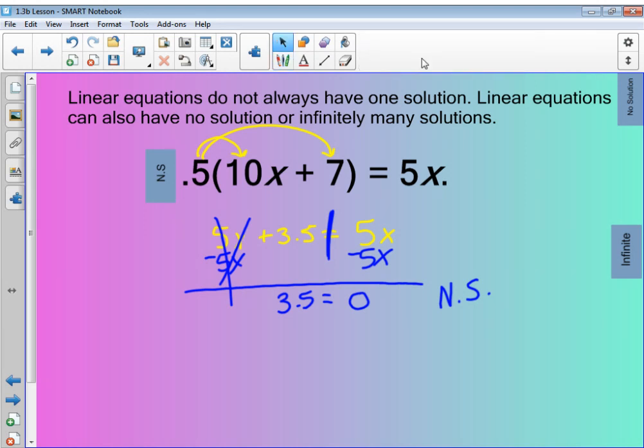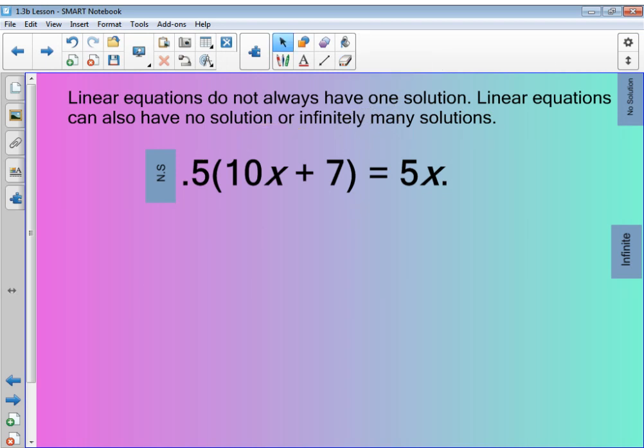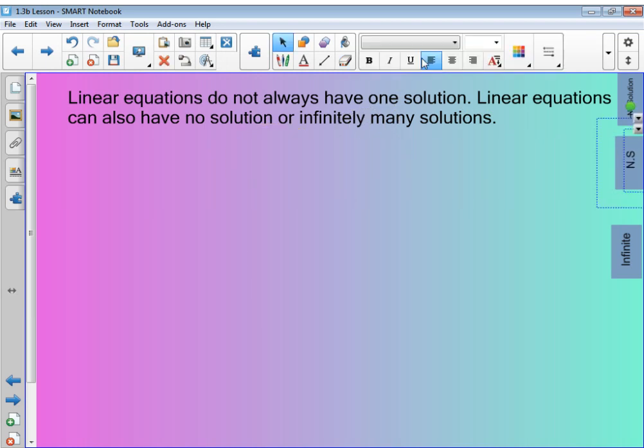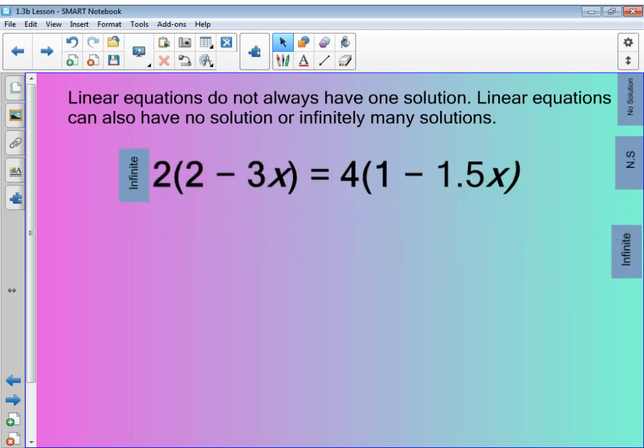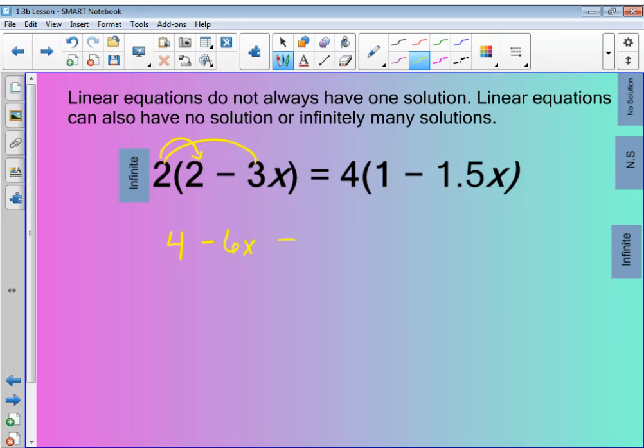Okay, so let's try some where we would get an infinite number of solutions. Now, keep in mind as we're working through these in the book, sometimes you're going to have what you've been working on, where you do have a solution to the problem. Okay, so it's just in that final step that you're making that decision. Okay, so I'm going to go ahead and do my distributive property. 4 minus 6 with my x is equal to 4 minus 4 times 1.5 is 6x.